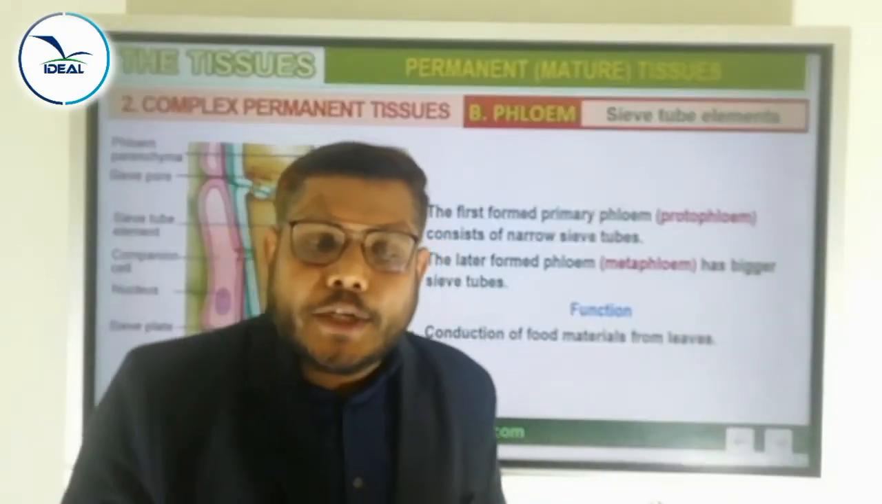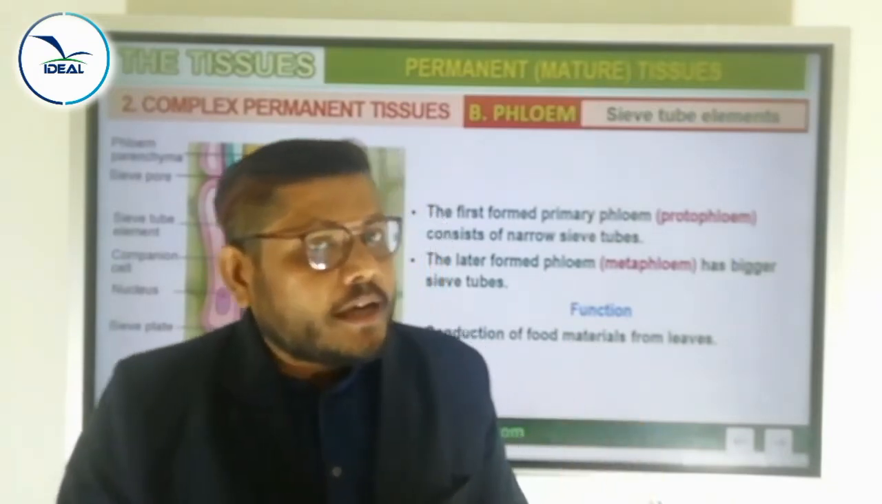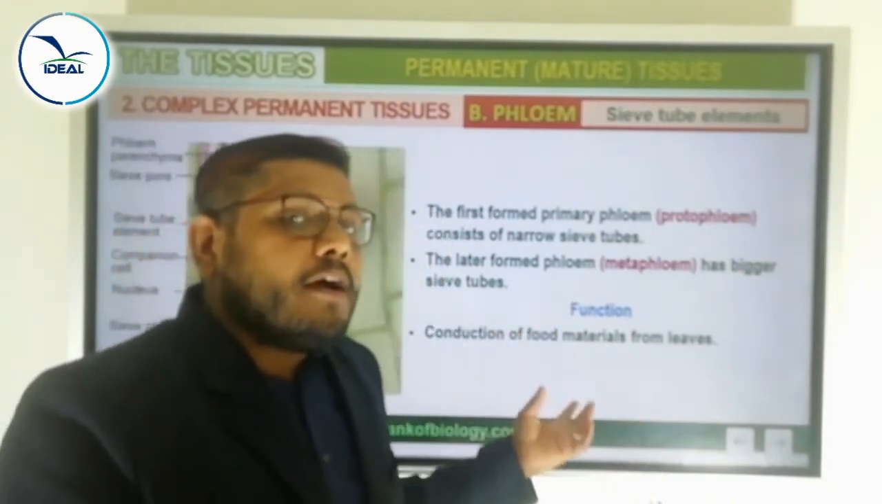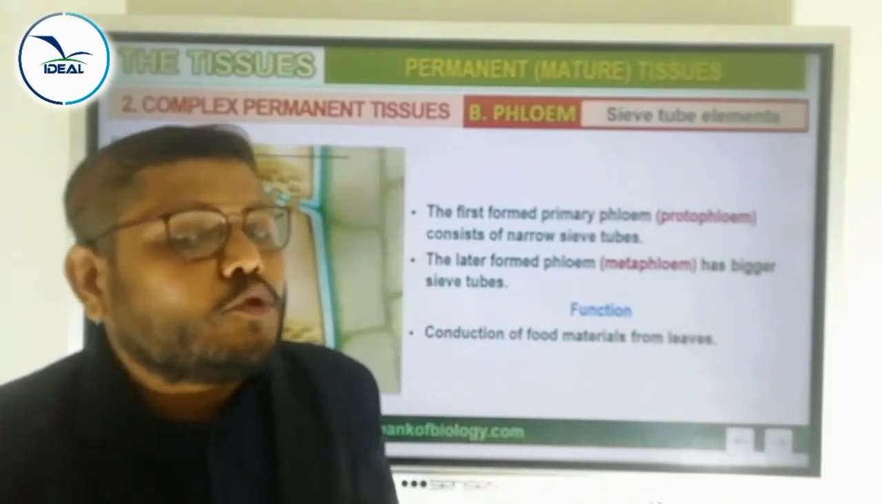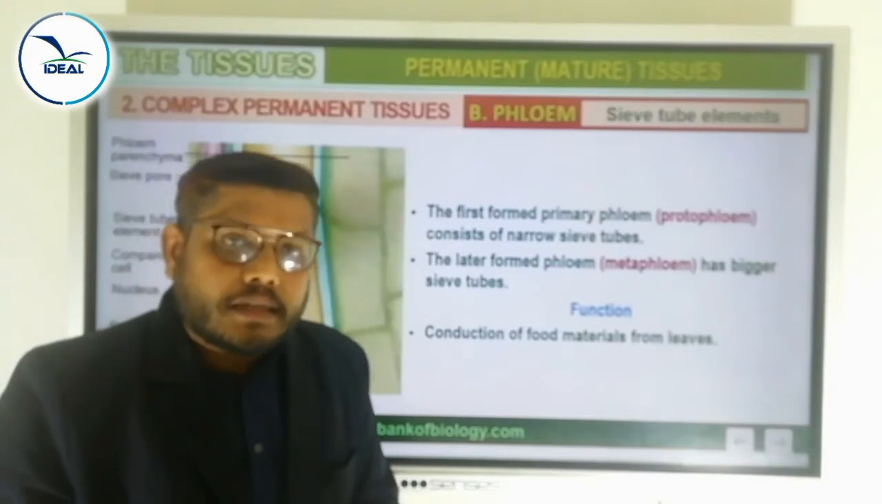Protophloem contains narrow sieve tubes, but metaphloem contains bigger, larger sieve tubes. Is it clear?